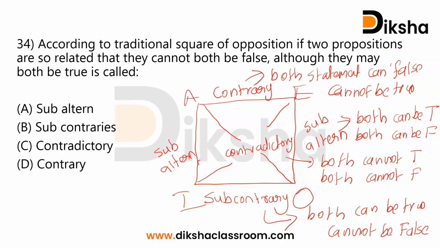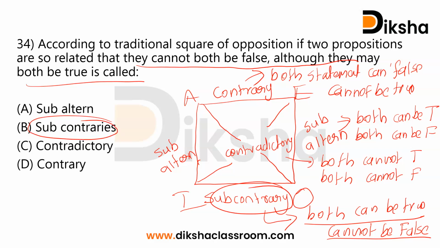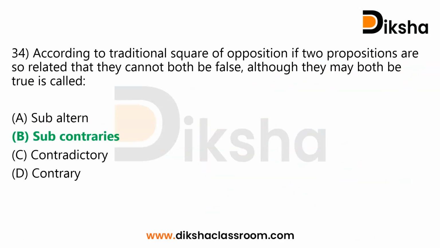So these are the four relations. Sometimes you may be a bit confused. We'll be discussing them in detail in the upcoming videos, or we have already discussed them in detail in our online course. Since we have to discuss 25 questions and we have to keep the length of the video short, we'll be moving a bit faster. So here the question is, cannot both be false, can both be true? The answer will be subcontrary. Option B is the correct answer.